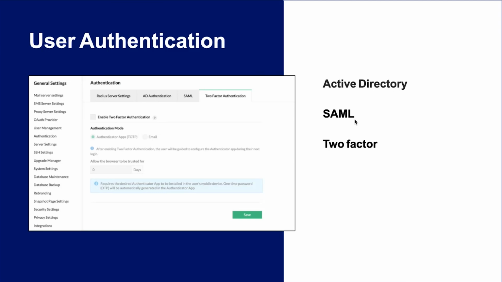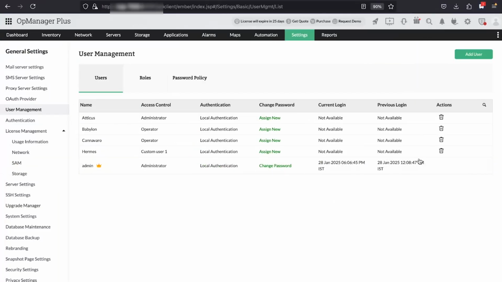In SAML authentication, you have two components. There's a service provider, and in this case the service provider will be OpManager Plus, and there will be the identity provider. The identity provider can be a third-party service like Okta, ADFS, Azure, JumpCloud, OneLogin, etc. Every time your user wants to log in, the service provider will communicate with the identity provider and verify the user credentials there. Similarly, you can also enable two-factor authentication on top of your local authentication. So let me show you how you can configure these with OpManager. Let's go to the product.